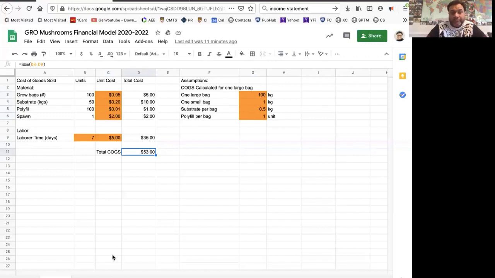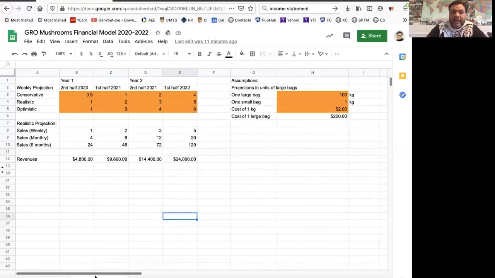Now we know what the cost of goods sold is. Let's look at our sales projections. How many of these 100 kilo bags of mushrooms can we sell? So we looked at our ability to sell mushrooms based on interviews with supermarkets, with various partners like restaurants that are going to purchase our mushrooms. And here's what we concluded.